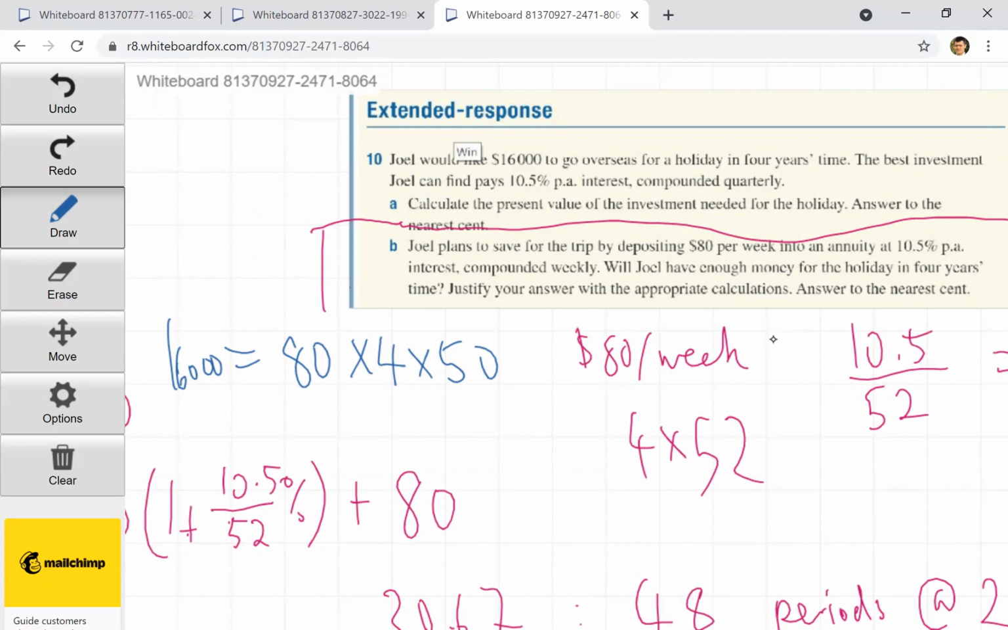It's just a little strange. This one didn't look right. I'm starting to worry about this, 48 periods at 2%. Well, 48 periods at 2% should certainly double at least. Yeah, but it's 30 times 80. It's only 2,400.